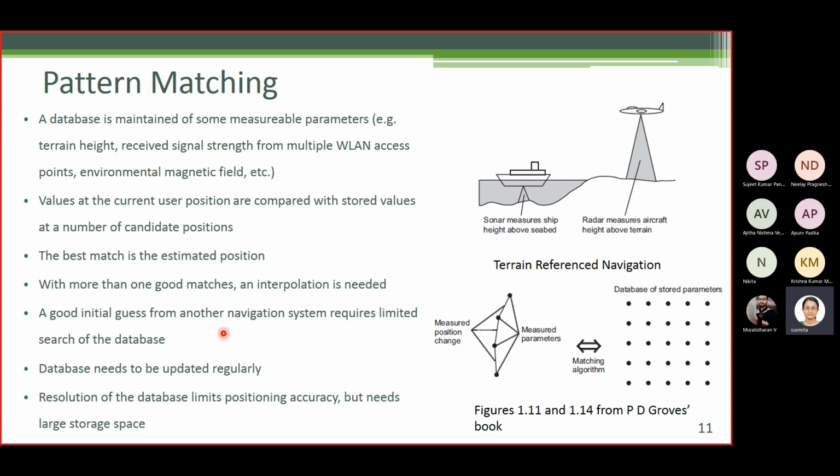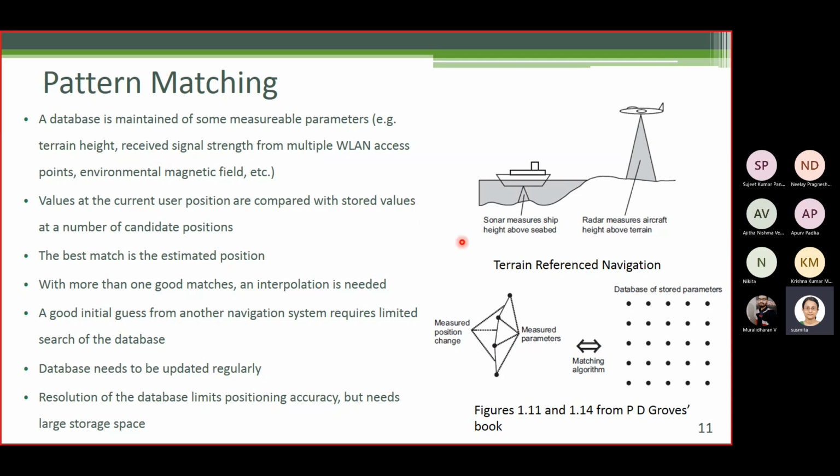Now, in case of a moving vehicle, we can measure these parameters at a number of user positions. Instead of having just one measurement, as the vehicle moves, we can measure these parameters at a number of user positions. We can also use a dead reckoning system to find the distance between these positions. In that case, we'll have a group of measurements at a group of user positions, and all these measurements can be compared with the database to find a good match.